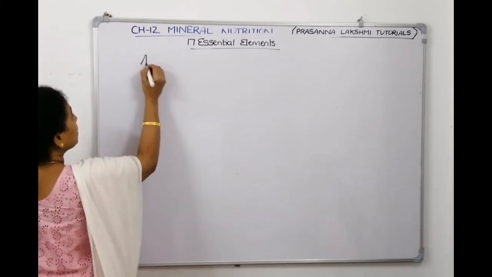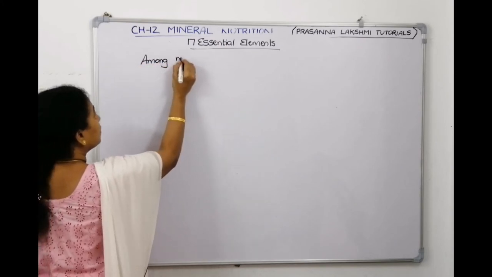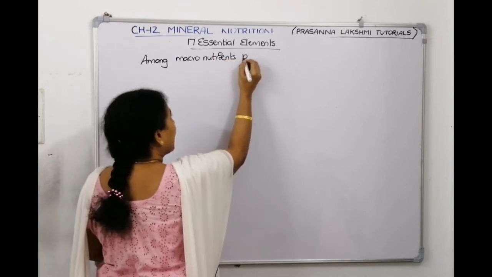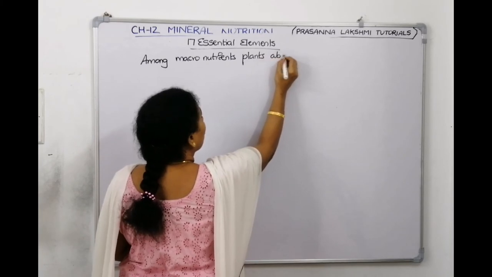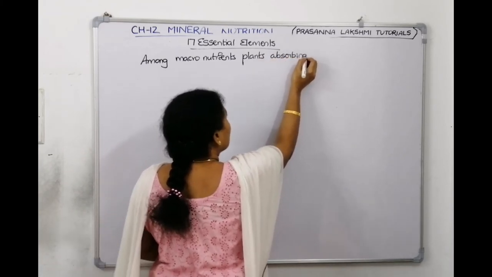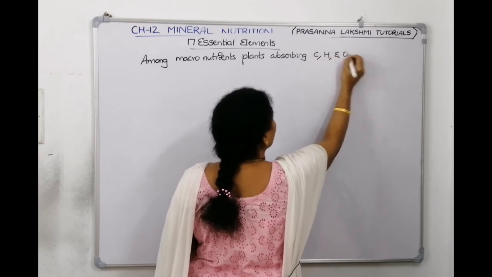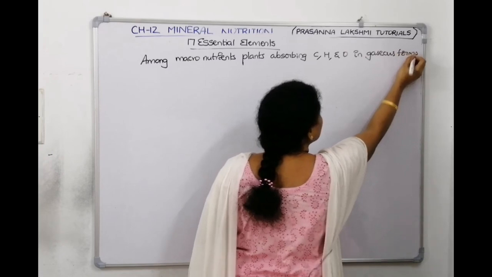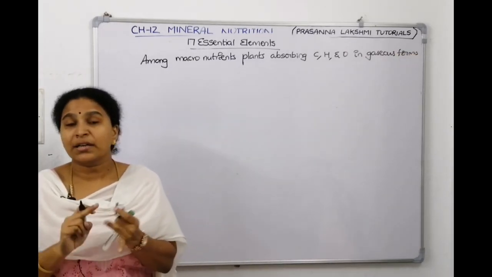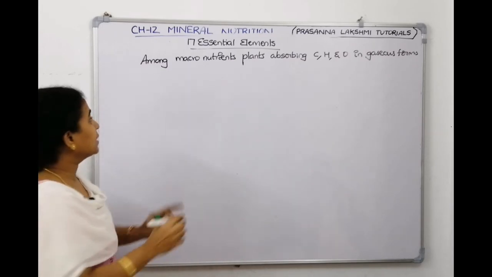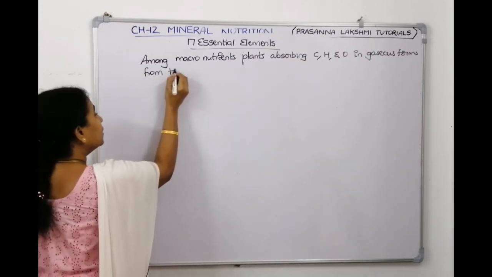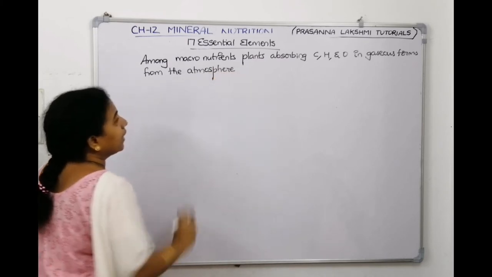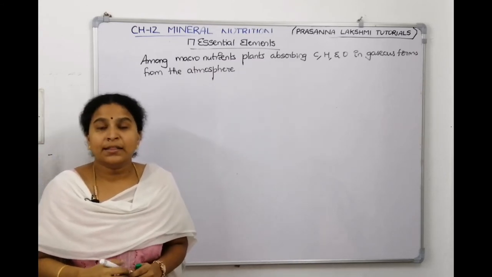Am I correct? Right, so among macronutrients, plants are absorbing carbon, hydrogen and oxygen in gaseous forms. It is absorbing in gaseous forms, not in ionic form, right? Not in mineral salt form. It's absorbing in gaseous state. From where? From the atmosphere. Plants are absorbing carbon, hydrogen, oxygen from the atmosphere in the form of gaseous state.